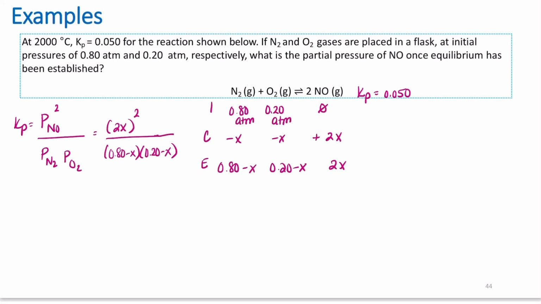One thing I want to specify here is be careful. I tend to forget those numbers in front. So make sure in your ICE table that if you see a coefficient there, you're writing it down here. It's so easy to forget. And when you forget, all of your math is wrong.